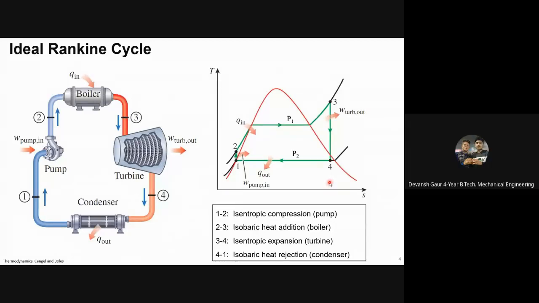So at the 4 we can get liquid also. At 4 it is difficult to get pure liquid, but you can get a mixture of liquid plus vapor. Thank you sir. Okay. Moving on.